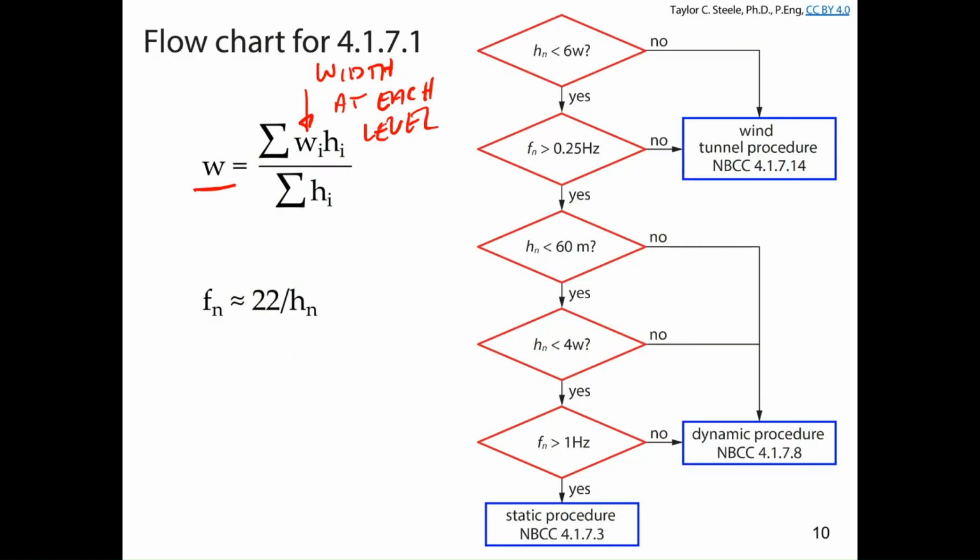So really flexible, really tall. So our little structure here would be not very dynamically sensitive. Okay, so this first part here, if Hn is less than 6W and Fn is greater than 0.25 hertz, it's at least not very dynamically sensitive. The next box is: is the height less than 60 meters? And is the height less than 4 times the effective width?